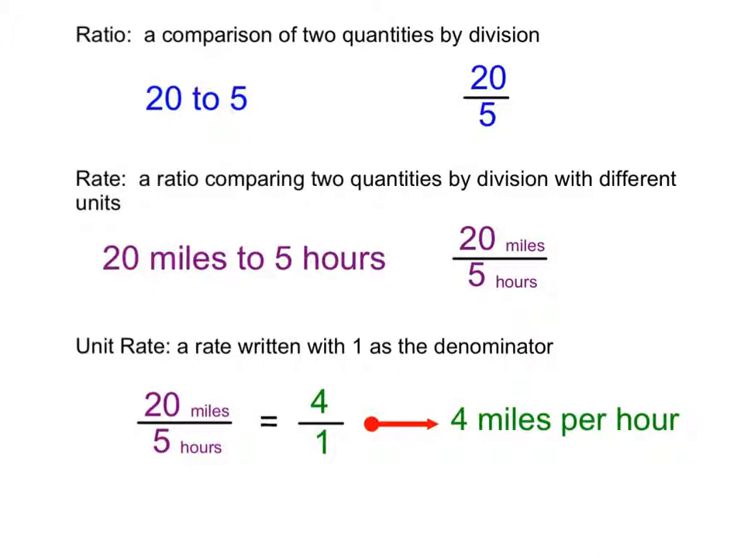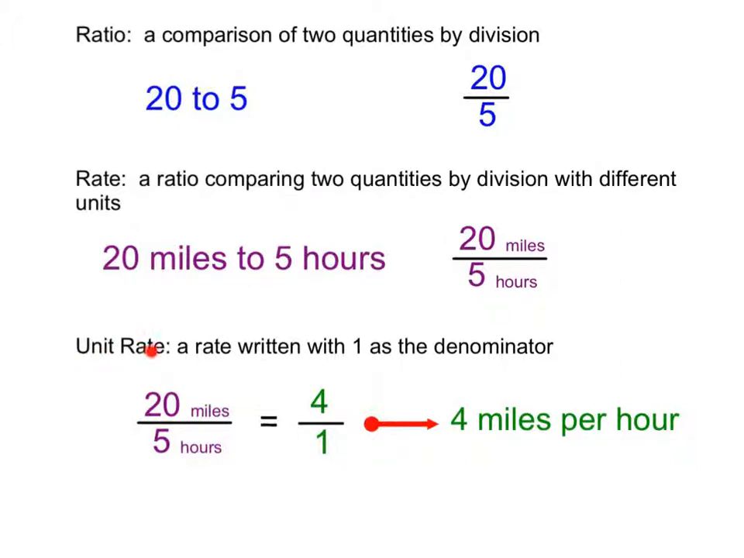The rate is slightly different in that the ratio is comparing two quantities by division with different units or labels. So notice that I've added 20 miles to 5 hours. So the fraction would be 20 miles over 5 hours. This is a rate because I have these label markers on them. This is a ratio because there is no unit label.